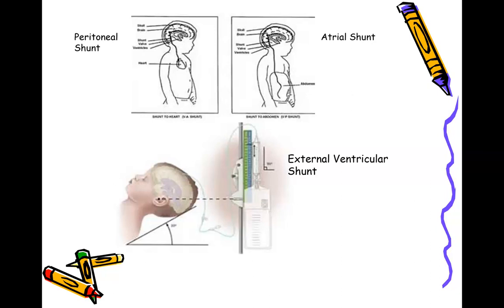Here's an external ventricular shunt. So this is what is draining into a bag outside of the body. Like I said, this is going to be temporary. We don't want this because it's just too much of a risk of contamination and infection.